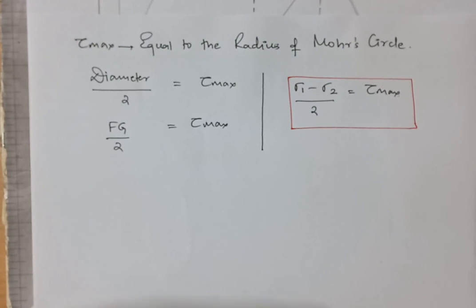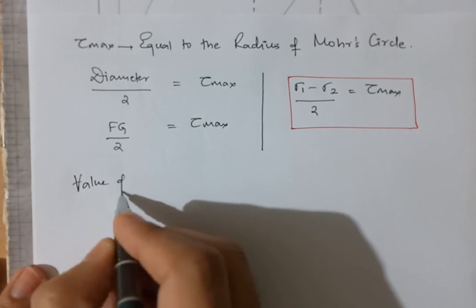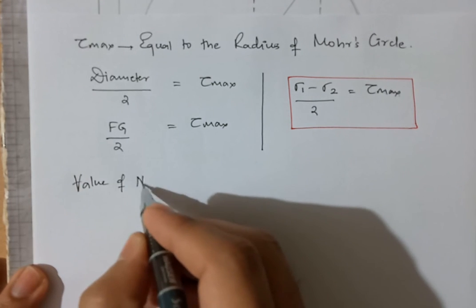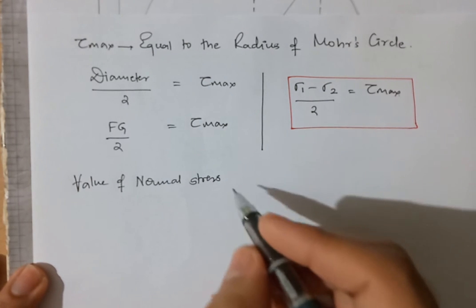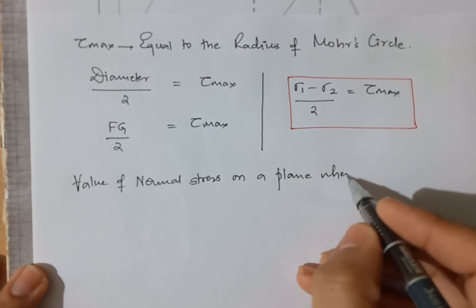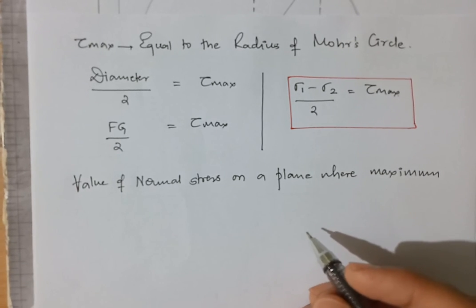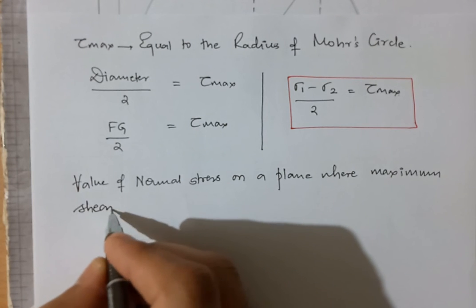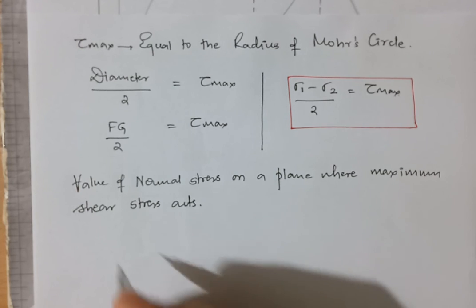just write it here. I am interested in calculating the value of normal stress on a plane where maximum shear stress acts. Right? So that is sigma n.